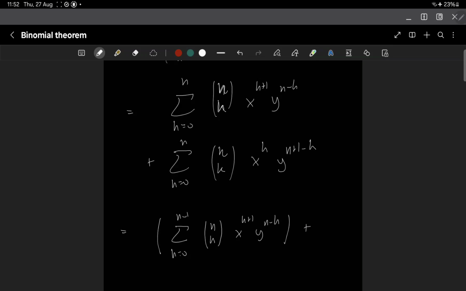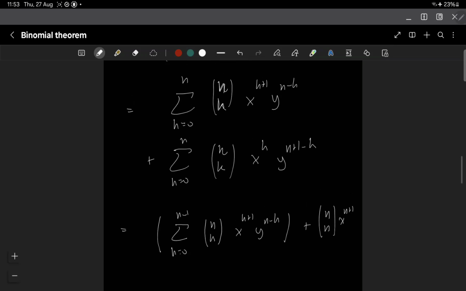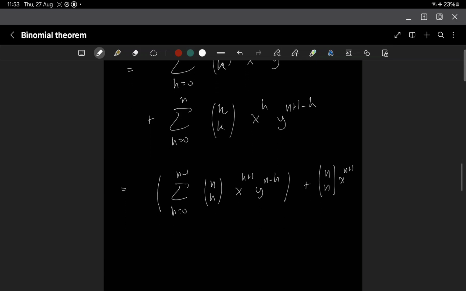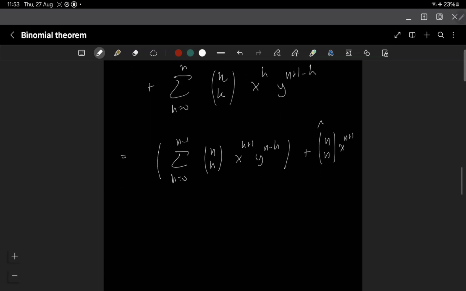And now I just take the same formula inside the sum and substitute n for k, plus n over n, because we substitute k equals n, x to the n plus 1, and when k is equal to n, y to the n minus n is y to the 0, which is equal to 1, so n upon n. And remember that n upon n is equal to 1. Okay, that's the first term.